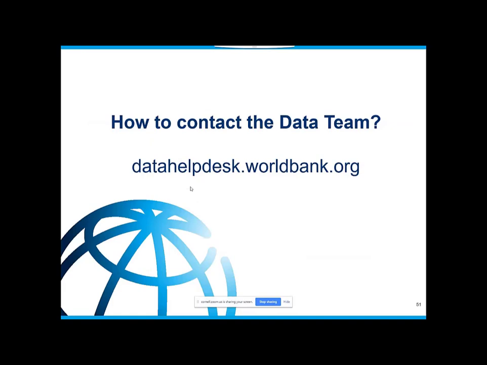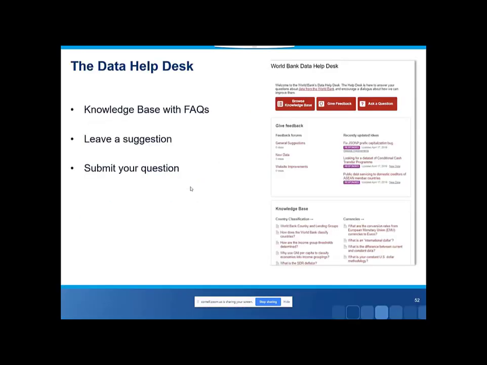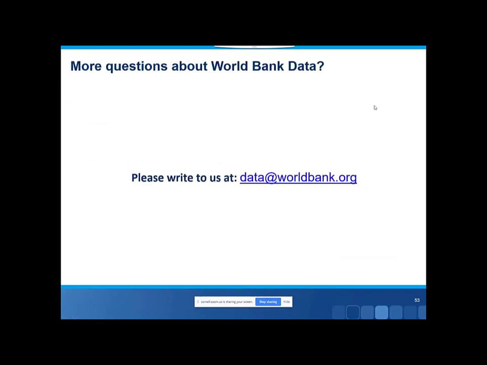How to get in touch with us? We have a help desk. And here you can access a lot of very useful frequently asked questions, or you can also submit a question through an online form. And of course, you can always write to us directly at data@worldbank.org, and we will be happy to help you with any of our databases and guide you through any of our resources.